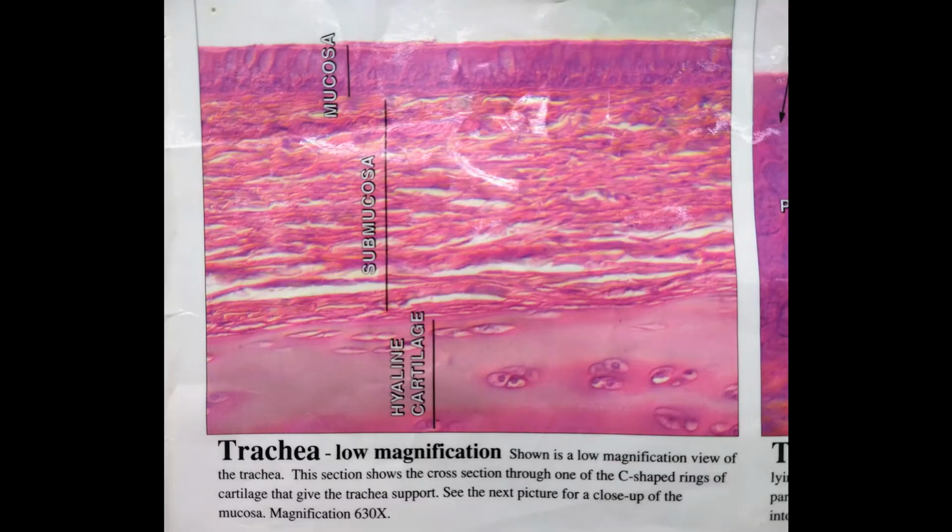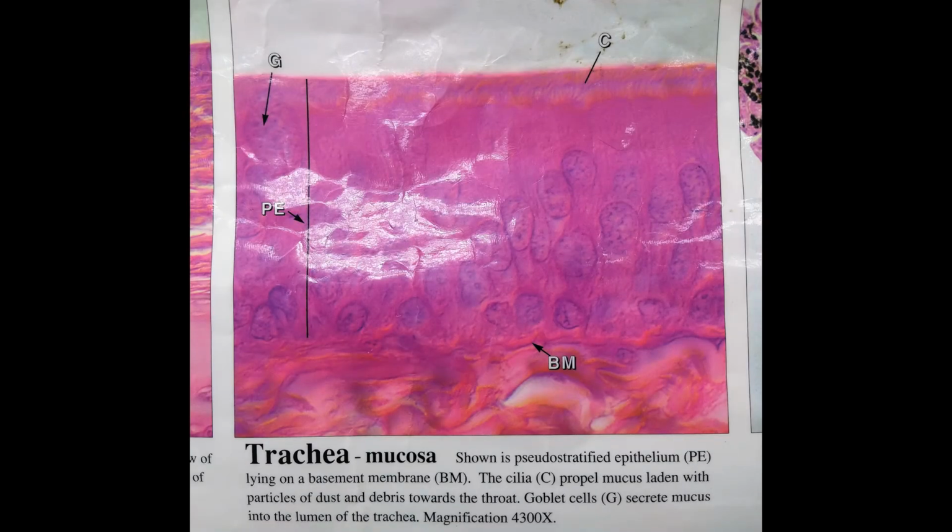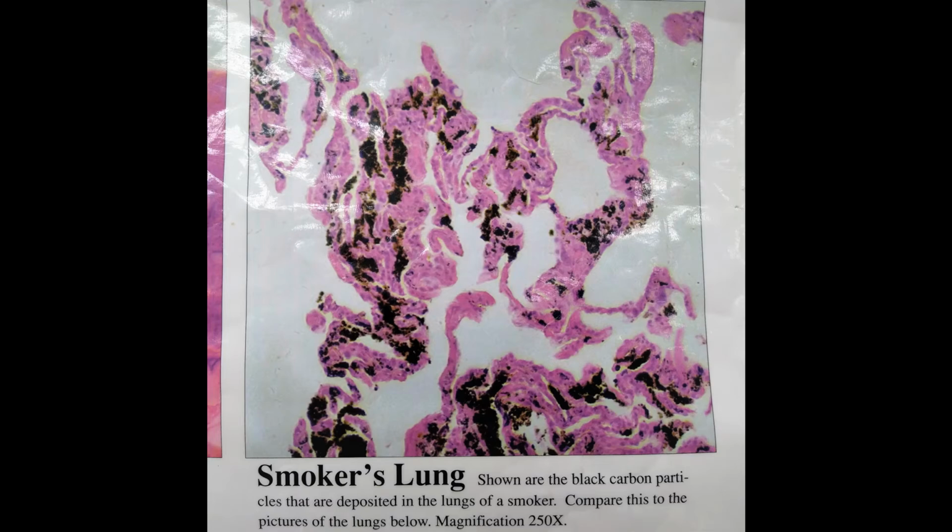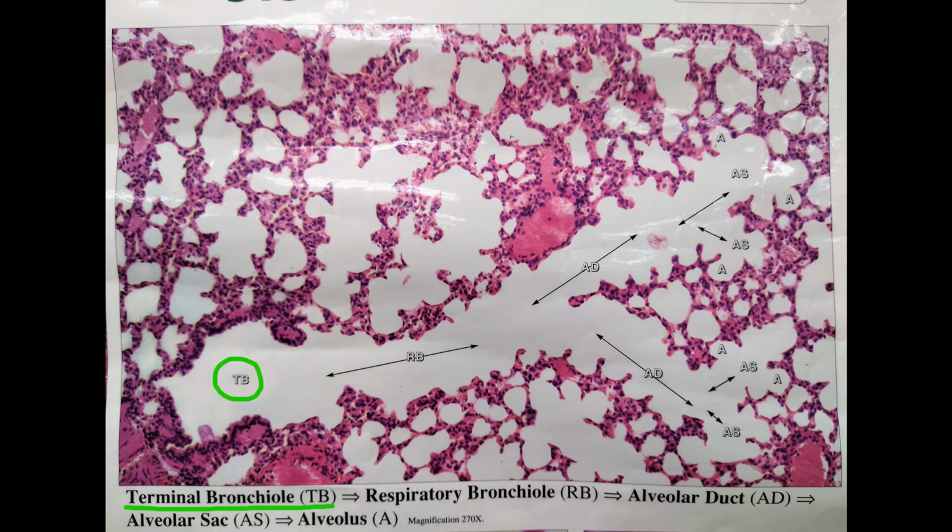Okay, so here's a little chart. This is what the trachea looks like. This is the trachea, the mucosa, ciliated pseudostratified columnar epithelium with goblet cells. And this is the lungs. You see the smoker's lung here with all the black tar inside of it. Here you see the terminal bronchioles going to the respiratory bronchioles, to the alveolar ducts, to the alveolar sac, and to the individual alveolus. Where alveolus is singular, alveoli are many.